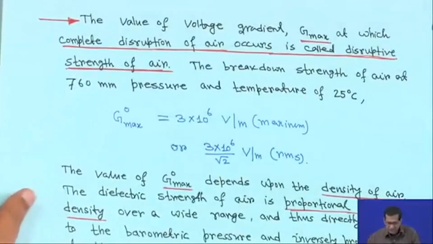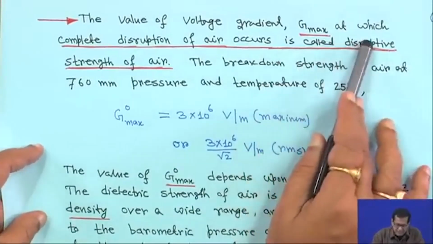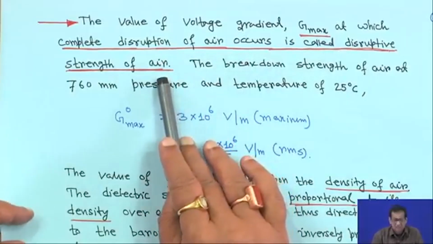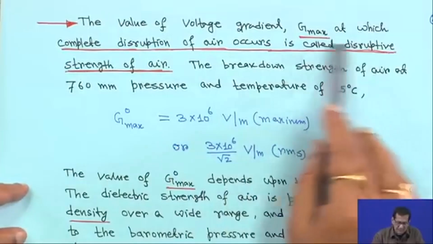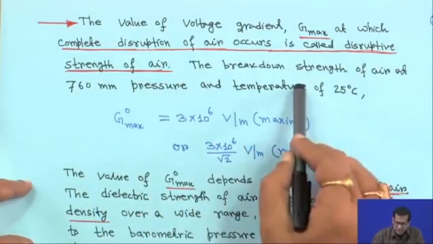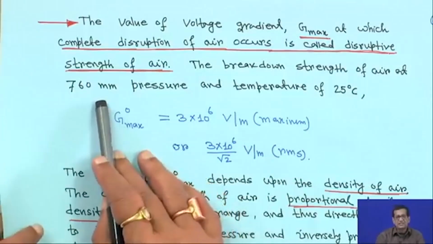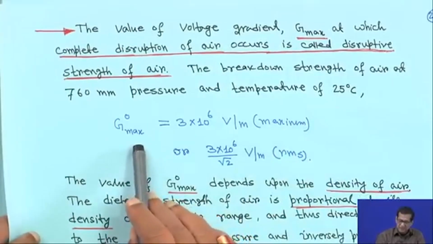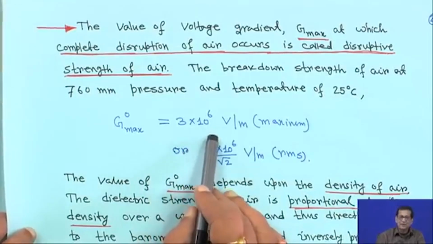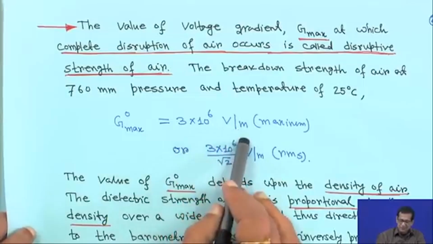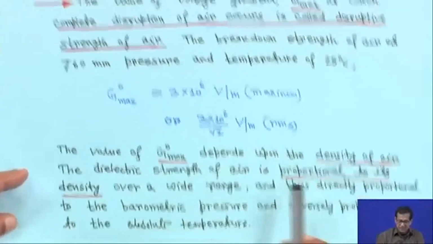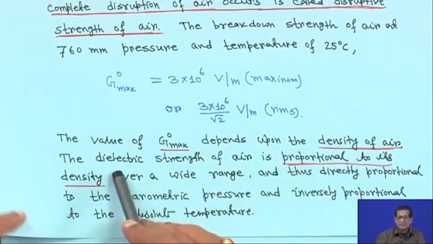The value of the voltage gradient G max at which complete disruption of air occurs is called the disruptive strength of air. The breakdown strength of air at atmospheric pressure and temperature is 30 kV per centimeter in general, that is 3 into 10 to the power 6 volt per meter maximum, or 3 into 10 to the power 6 over root 2 volt per meter RMS value. So, the value of G max 0 depends upon the density of the air.